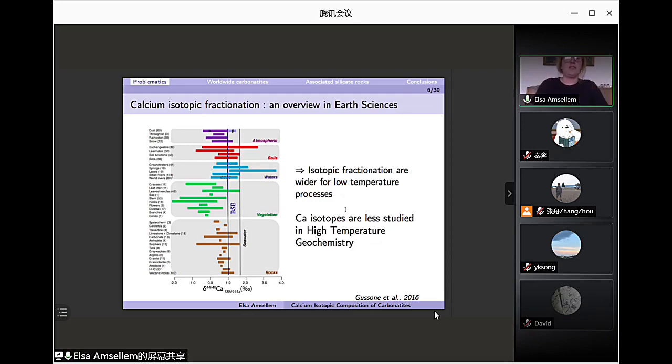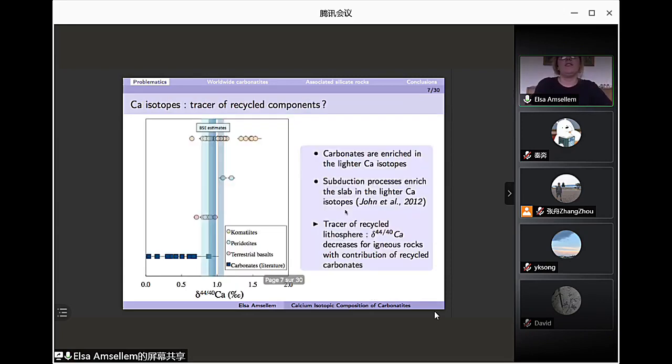But this aspect of calcium can also be used as a tracer of recycled components, because, as I said, during low temperature processes, such as surface processes, we would expect bigger fractionation compared to high temperature, from the theory of isotopic fractionation.